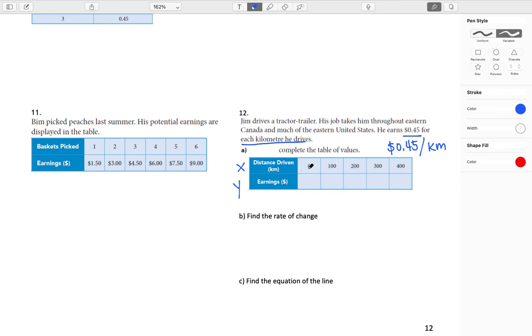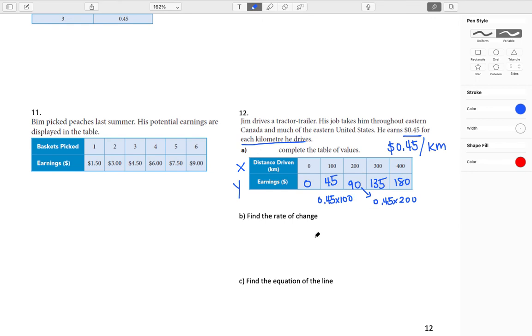So if you drive 0 kilometers, obviously you don't earn anything, 0. If you drive 100 kilometers, all you need to do is 0.45 times 100, and that will give you 45. Same thing for 200: 0.45 times 200, and you will get 90. Then you'll do the same thing. 300 times 0.45, and you will get 135. And after that, you will get 180.